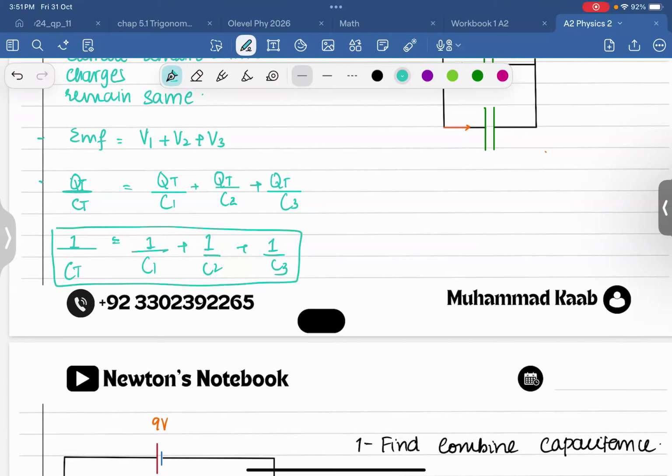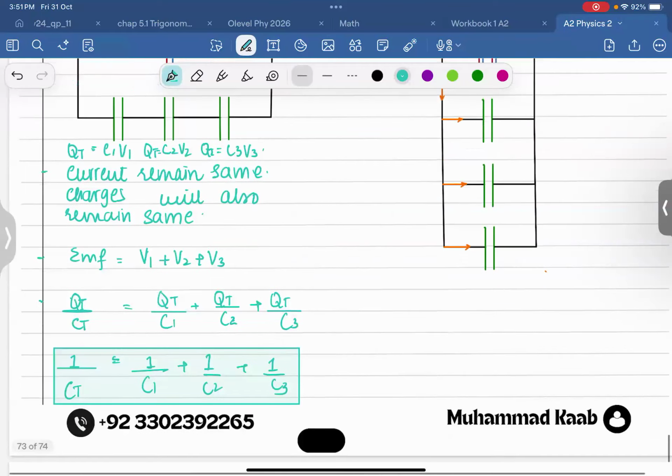Always keep in mind this formula is asked frequently in your exam, right? So you should know how to derive this formula. By the way, this formula shows you that the capacitance in series is going to be the reciprocal of the sum of the reciprocals of the individual capacitances.